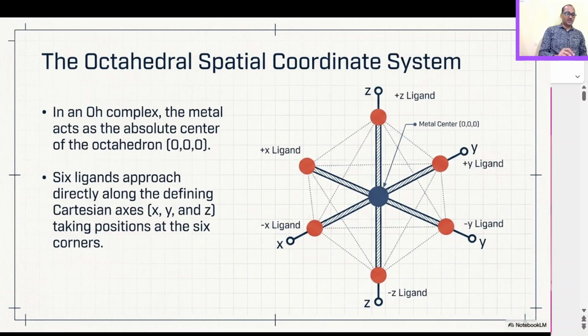So in an octahedral complex, the metal acts at the center of the octahedron. Since an octahedral complex means there will be 6 ligands, these 6 ligands will approach directly along the Cartesian coordinates, taking their positions as the 6 corners of the octahedron.